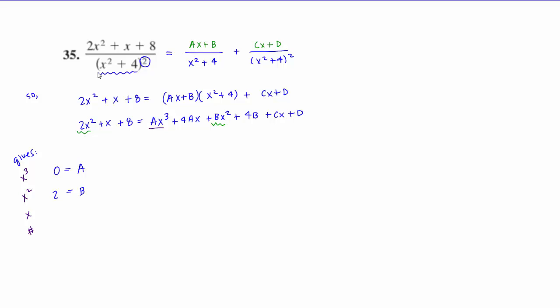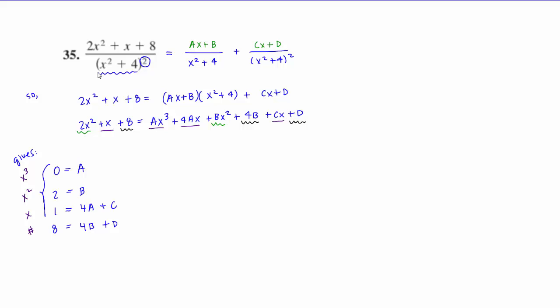This is starting to take shape nicely. After that we need x. There's 1x on the left-hand side, on the right 4a of them. Not 4b, but c has an x. So on the left, 1 equals 4a plus c. And in the constant department, we have 8 on the left, 4b, and a d. So 8 equals 4b plus d.